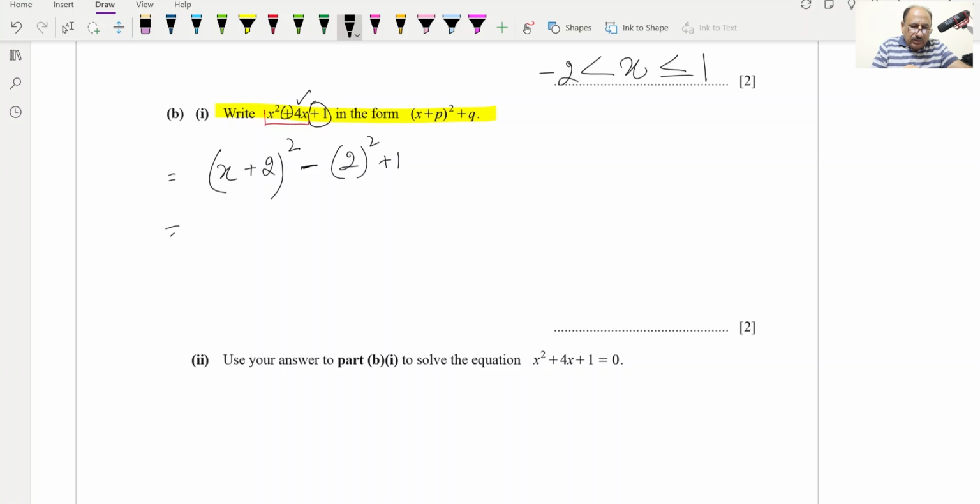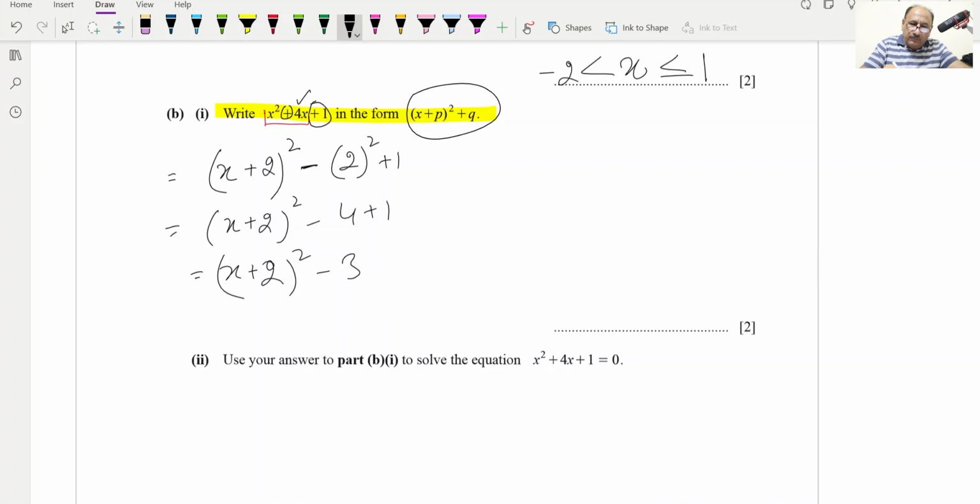And now we can rewrite it as x plus 2 squared minus 4 plus 1, which is minus 3, so we can write x plus 2 squared minus 3. And if we compare with this, our p value will be 2, so p is equal to 2, and q value will be minus 3, so q value is equal to minus 3, we can write here.